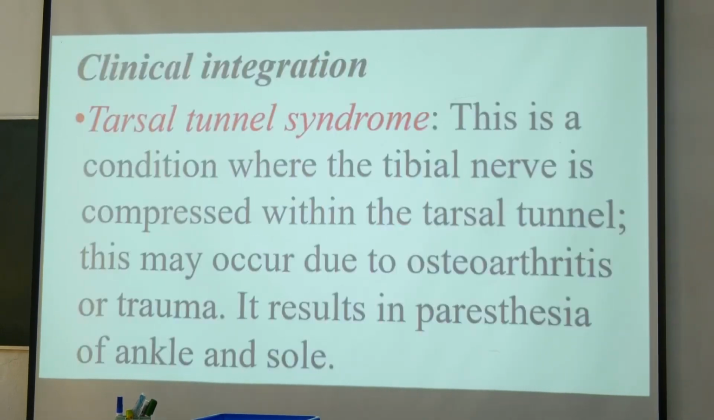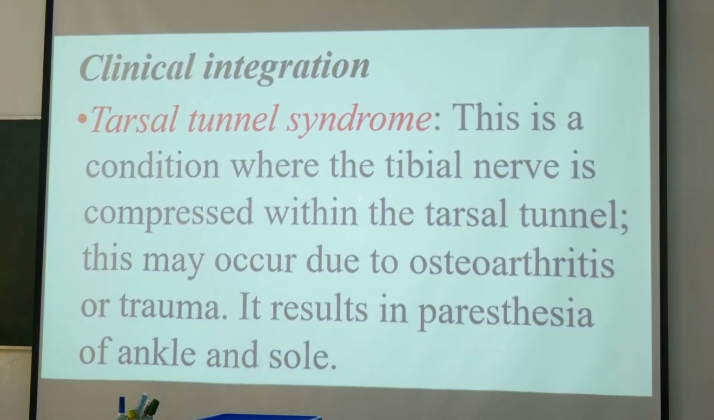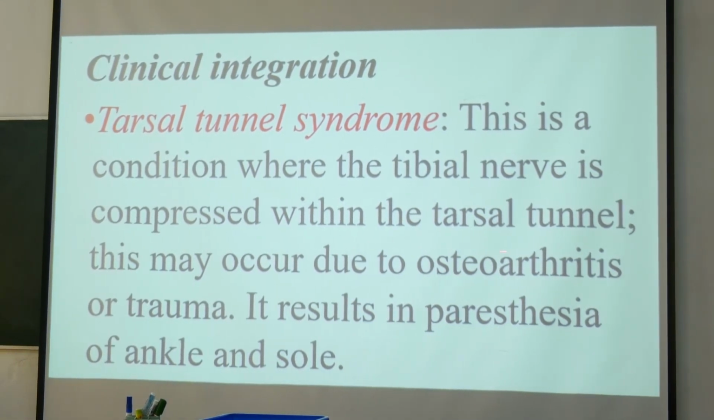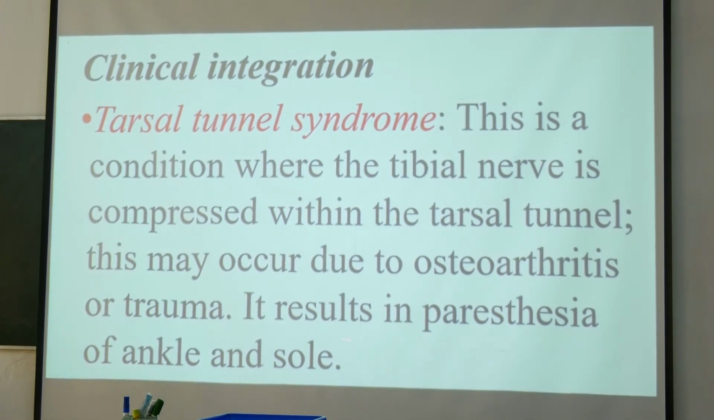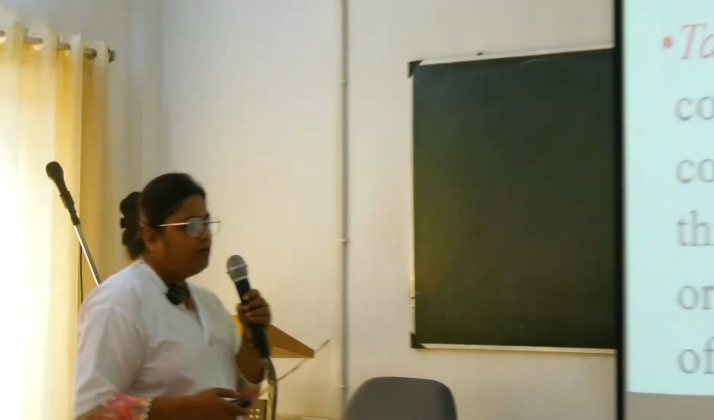Okay, tarsal tunnel syndrome. Like carpal tunnel syndrome in the hand, like this. Okay, tarsal tunnel syndrome. This is a condition where the tibial nerve is compressed within the tarsal tunnel, and this may occur due to osteoarthritis or trauma. It results in paresthesia of the ankle and sole. Okay, paralysis. Okay, that's all.